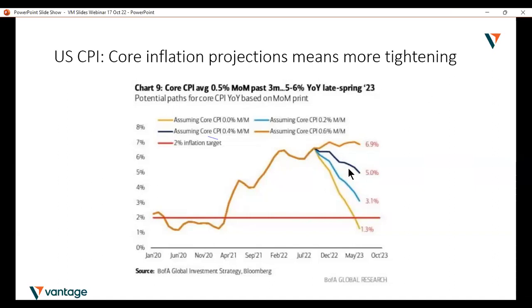If then month on month we increase by 0.4, then we're still at 5%. And then even if we increase by just 0.2% month on month going into sort of May 23, we're still at 3.1%. And obviously the thick red line there is the Fed's target of 2%. Only if we increase, and this is really illuminating, only if we flatline month on month for core CPI do we then get below the Fed target by May 2023. They say we would be down to 1.3% on the annual. So yes, just a really fascinating chart.